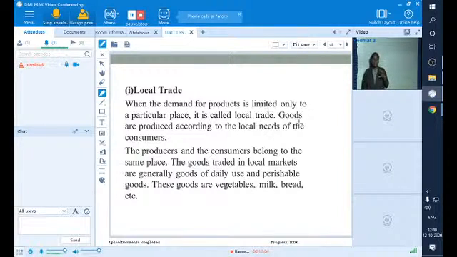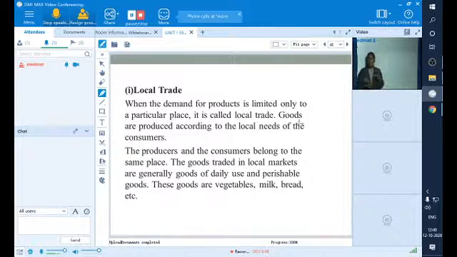The producers and the consumers belong to the same place. So here I am going to produce the goods in a place and my customers are around me. I am going to sell the goods to my customers. The goods traded in local markets are generally goods of daily use and perishable goods, for example vegetables, milk, bread, etc. So this is local trade.